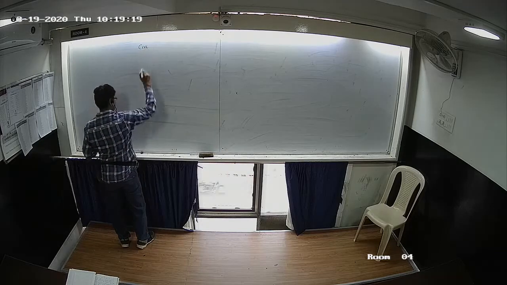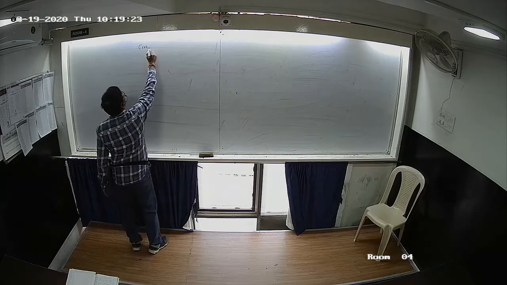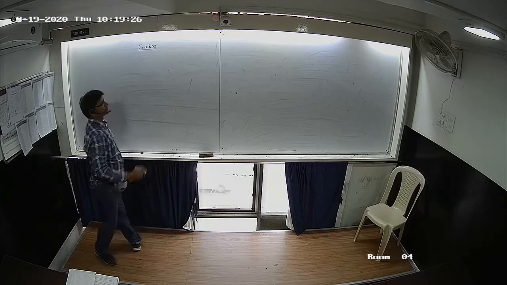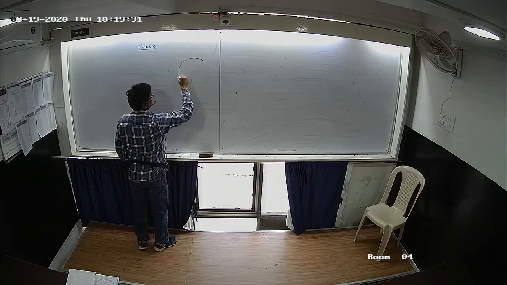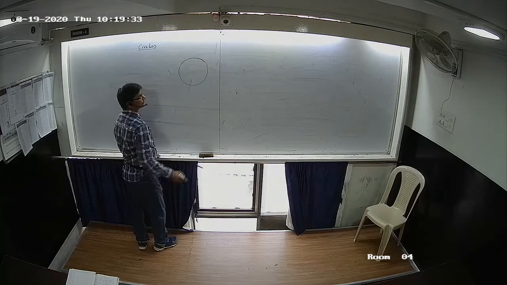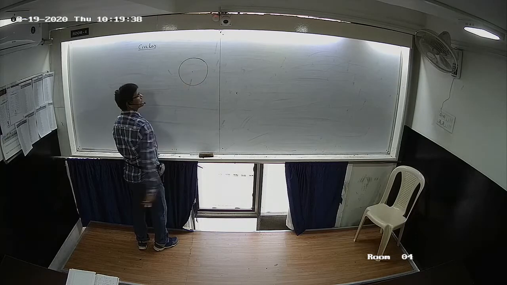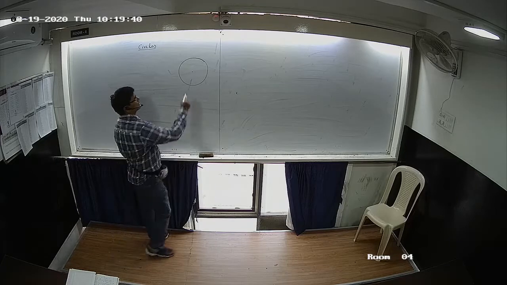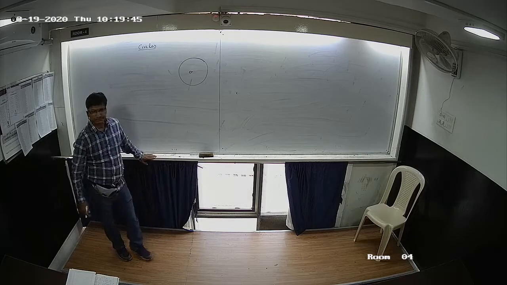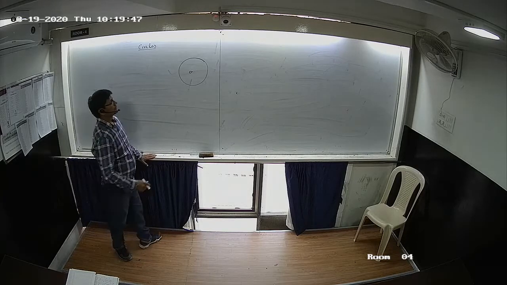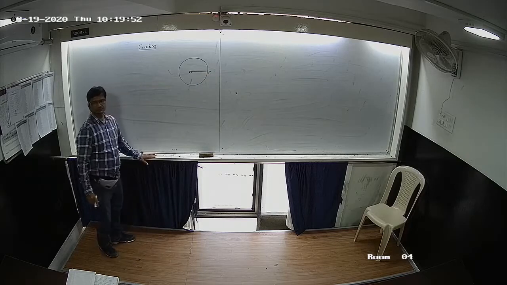Circle. So circles you very well know. This is a circle. It's a set of infinite points in a plane which are at a fixed distance from a fixed point. The fixed point is called the center of the circle, and the fixed distance is called the radius of the circle.